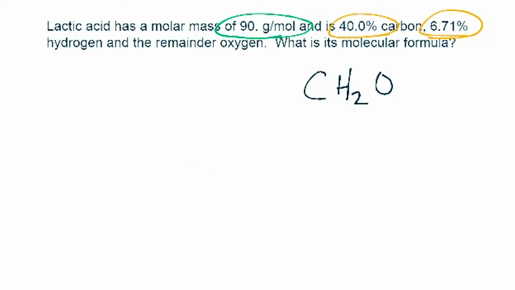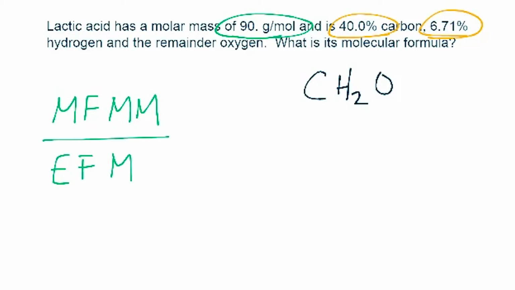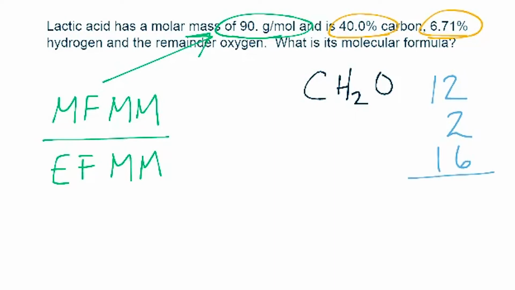Now that we have the empirical formula, we can determine the molecular formula by dividing the molecular formula molar mass by the empirical formula molar mass. The molecular formula molar mass is given in the problem, and we can add up the molar mass of the empirical formula. 1 carbon is 12 grams per mole, 2 hydrogens is 2 grams per mole, 1 oxygen is 16 grams per mole, giving us a total of 30 grams per mole.